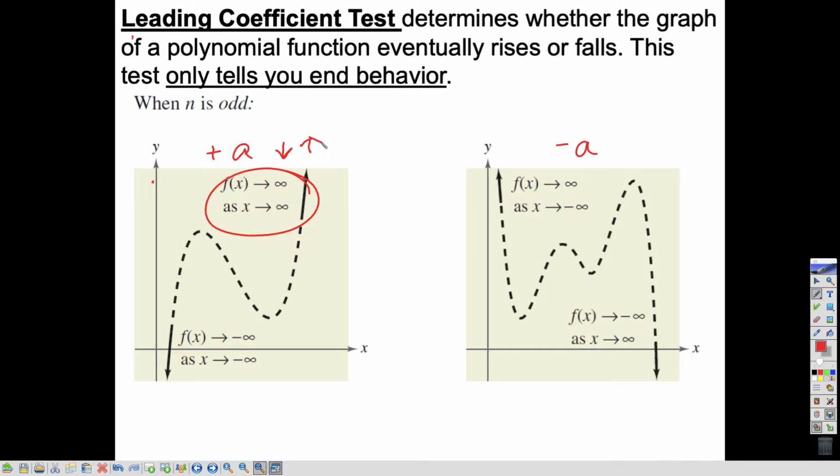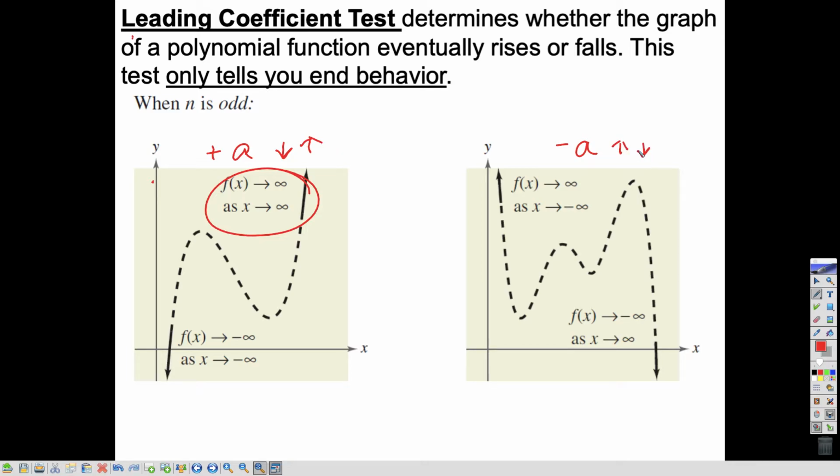When it asks you for the leading coefficient test, you do not have to write it all out. It will say, use the leading coefficient test to tell you the end behavior. A lot of words for that. So you literally just put an up arrow down there? Yeah, because it's going to start down and end up. And when it's negative, it's going to start up and then down.